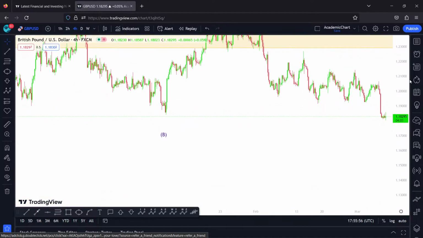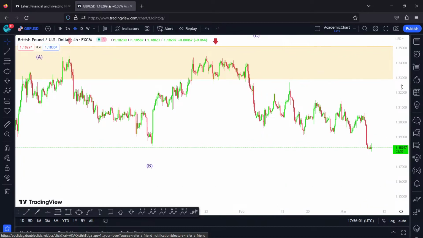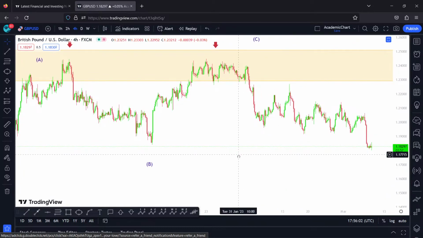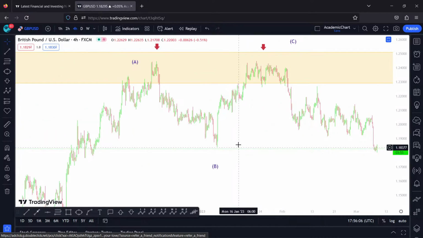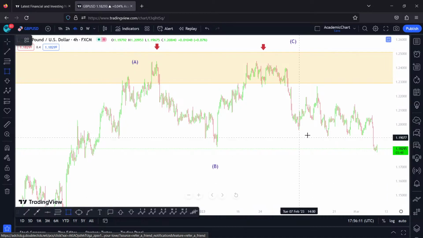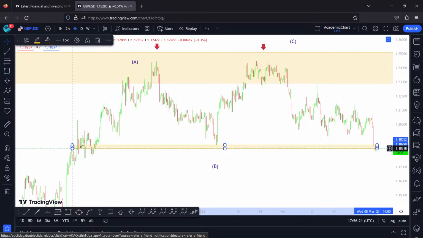Let's expand this a little bit to have a clearer theme of this double top. You can see that this double top is almost done. We already had one bottom here, and also another price has been reached today.